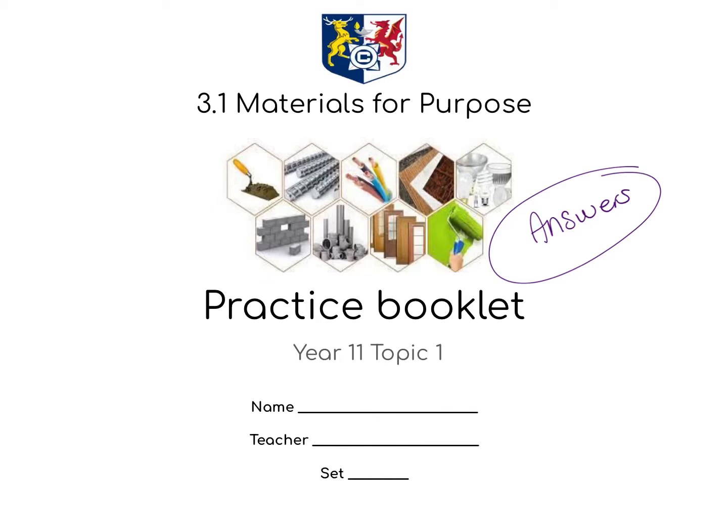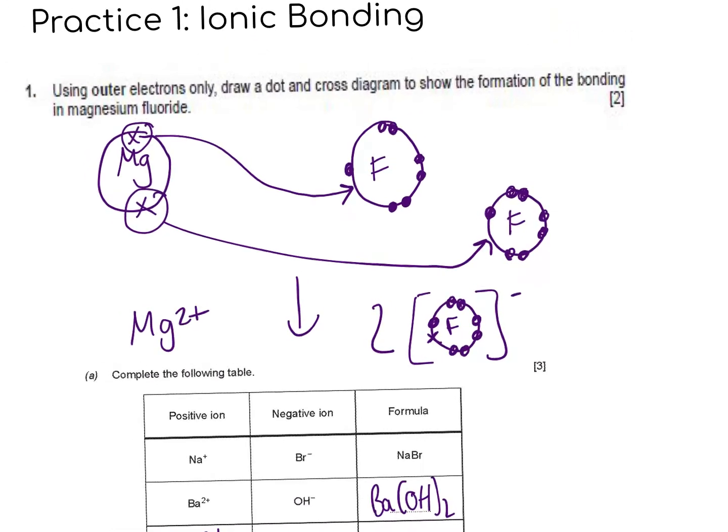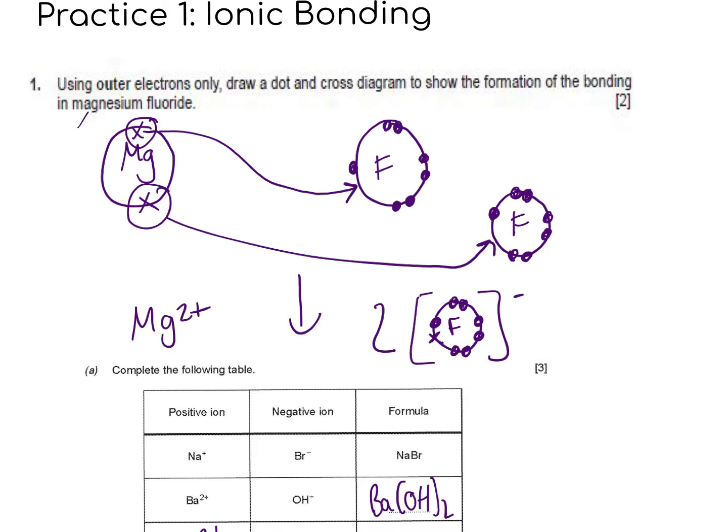Right, this is 3.1 materials per purpose. First question asks you to draw out an ionic bond, okay? You had to go on the periodic table and work out what group they're in. So magnesium's in group 2, fluorine's in group 7. Remember, the metal always transfers to the non-metal. You needed 2 fluorines then to make it work.